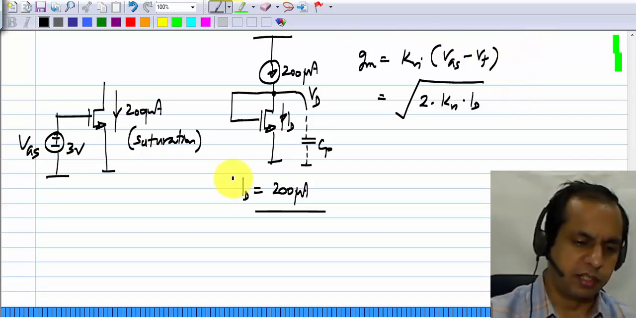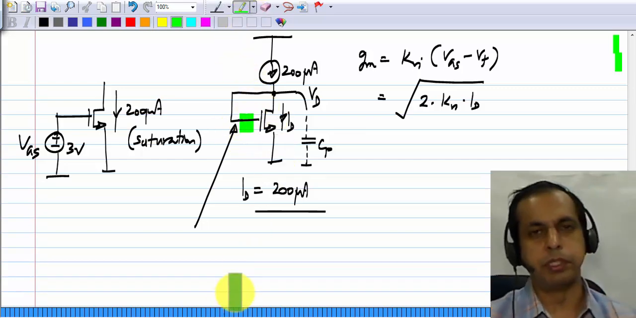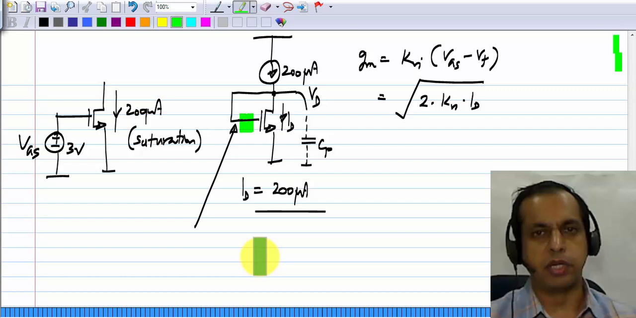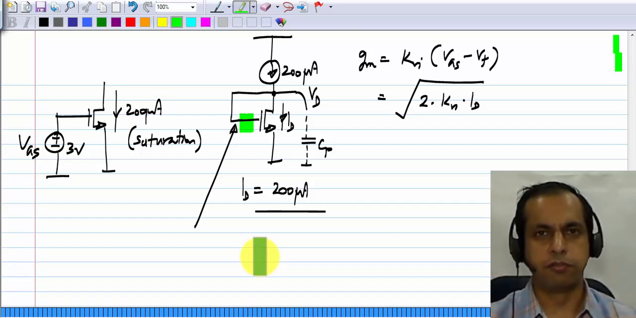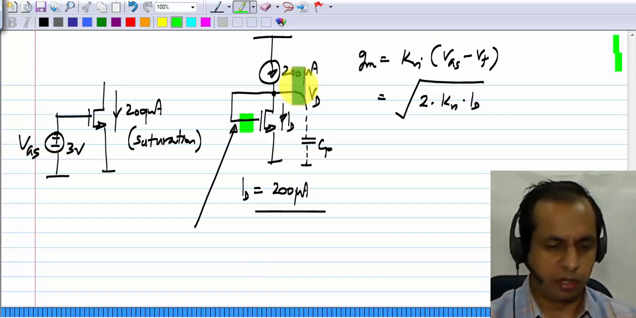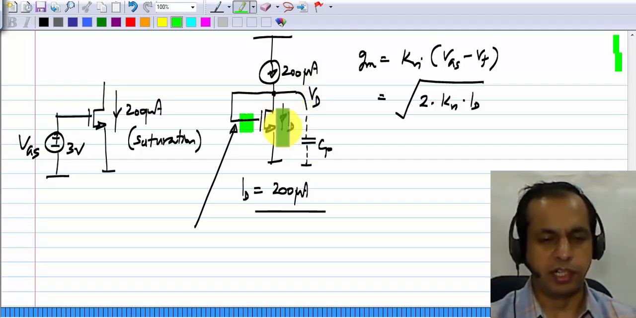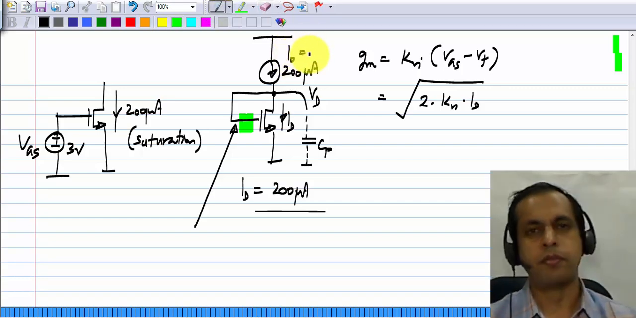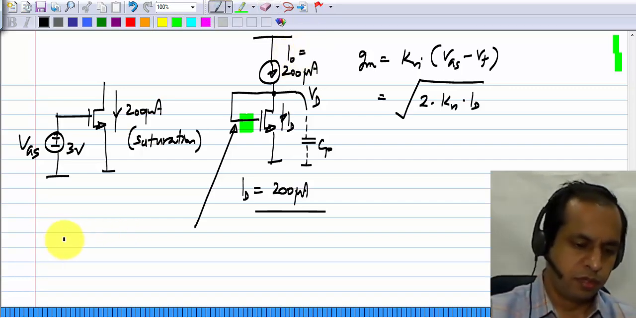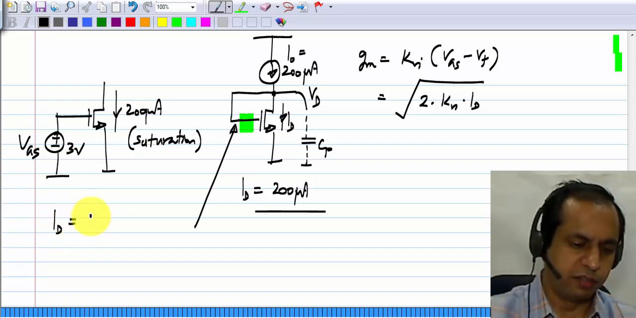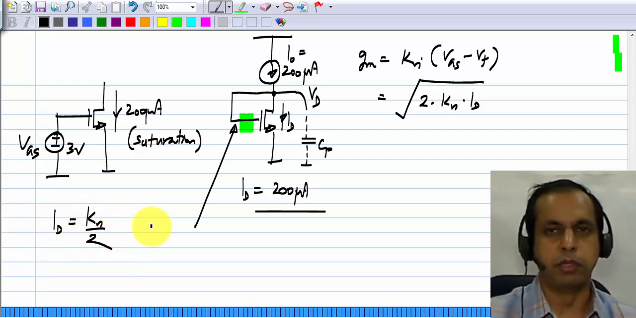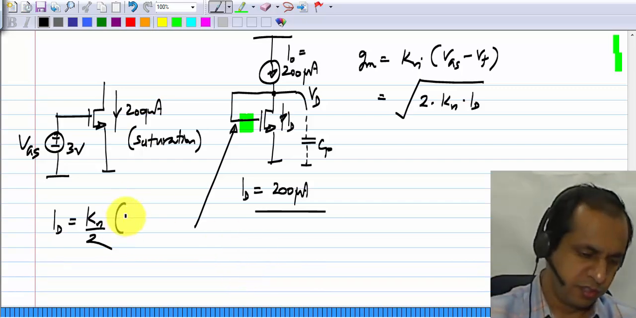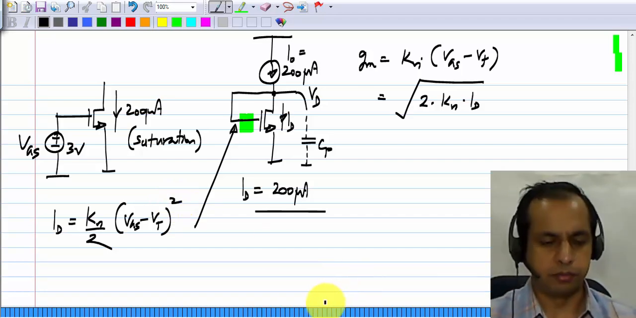We can also understand that by examining this voltage. What should this voltage be? I suggest that you calculate it by yourself and then compare it to what I have. The way you calculate it is by recognizing that in steady state, ID has to be equal to 200 microamperes or I0 in general. Okay. So we also know that if it is in saturation, ID will be Kn by 2. Kn, by the way, is mu Cox W by L, times VGS minus VT squared.